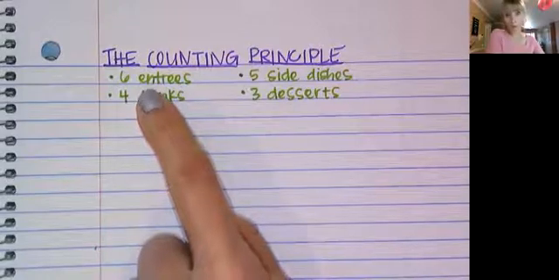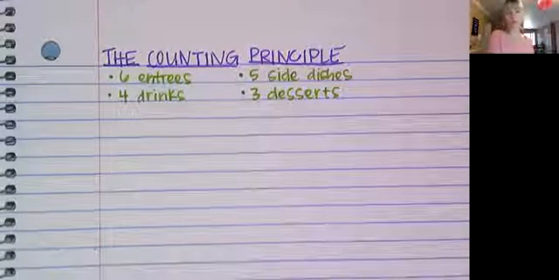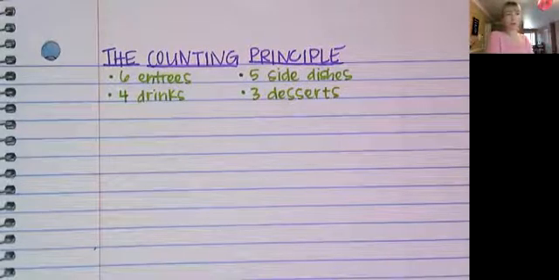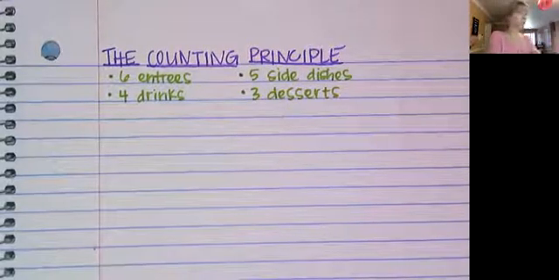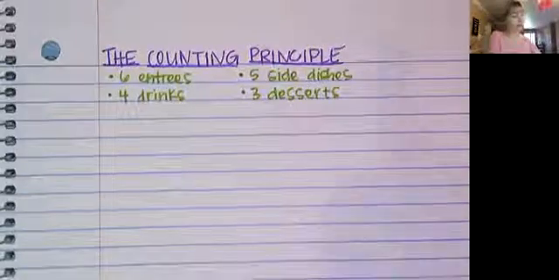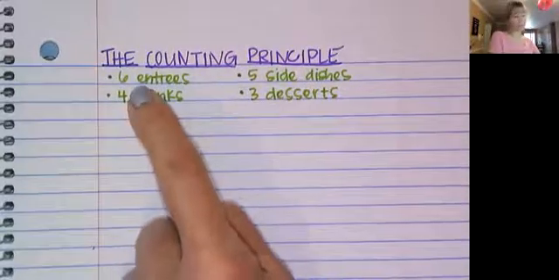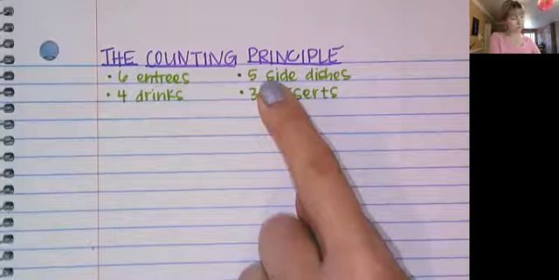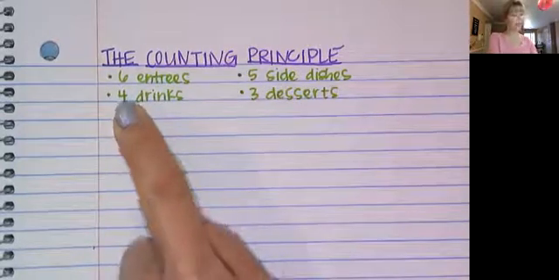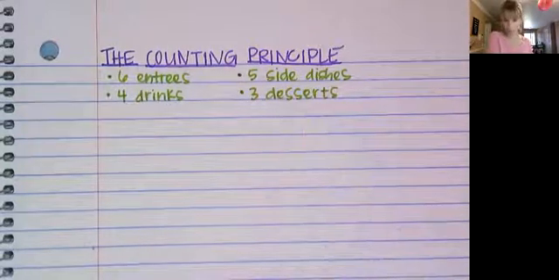You're going to choose one of those 6 entrees. Sometimes you've been to a place where they give you crayons and have you write on the tablecloth, or circle which one you're choosing. But you're going to choose one of these 6 entrees, one of the 5 side dishes, and one of the 4 drinks, and you get to choose one of the 3 desserts.